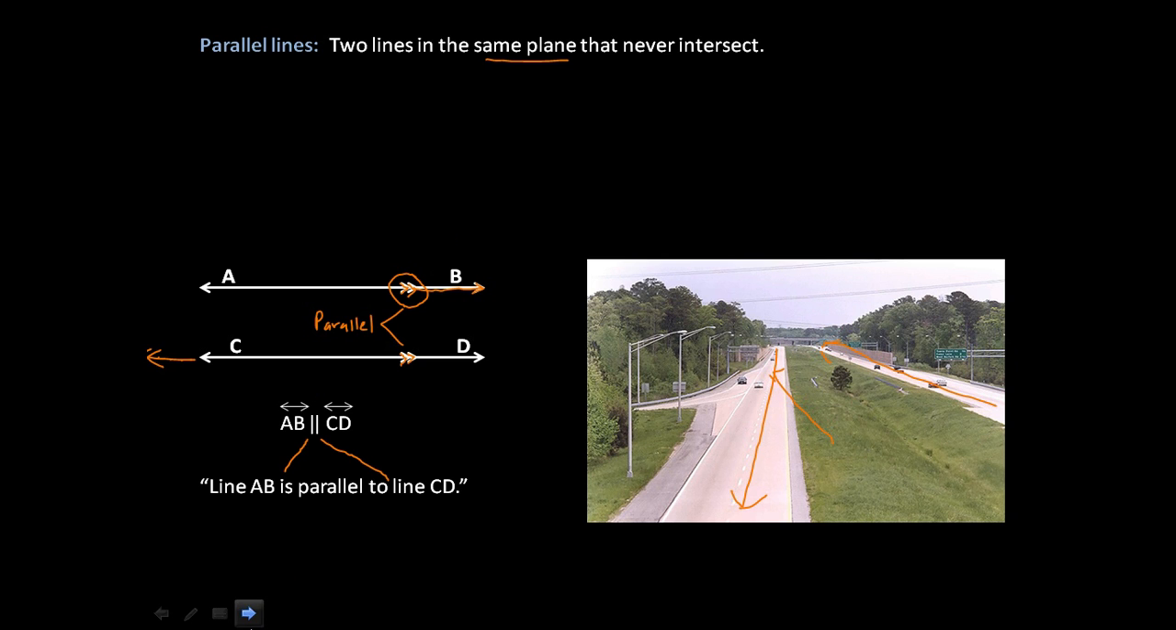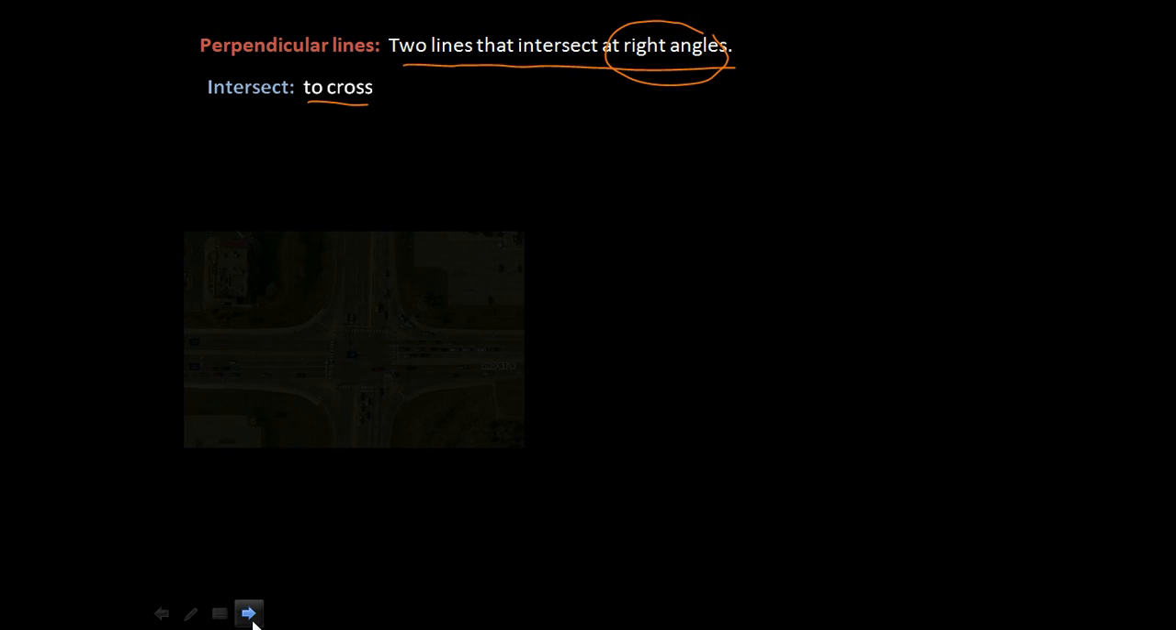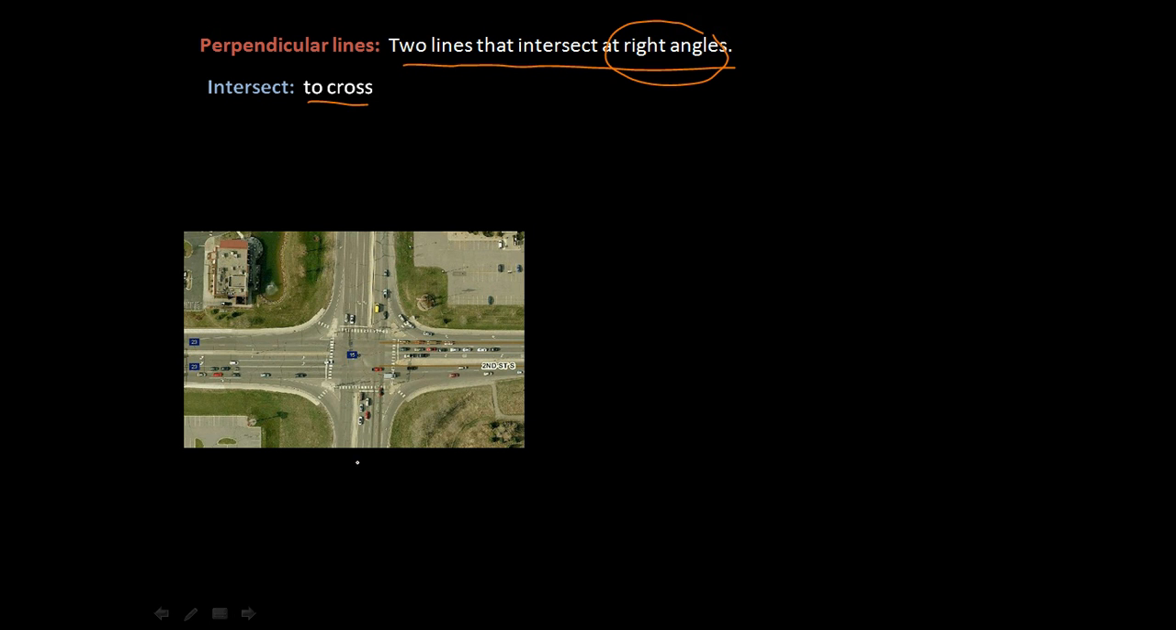All right, the next one is perpendicular lines. Let's take a look at that. Okay, perpendicular lines are two lines that intersect at right angles. Very important that it be at right angles here. Okay, so this word intersect right here means to cross. This is just like an intersection, like, for example, there's one. This is actually an intersection in some town somewhere. And this intersection here is where the two streets meet.